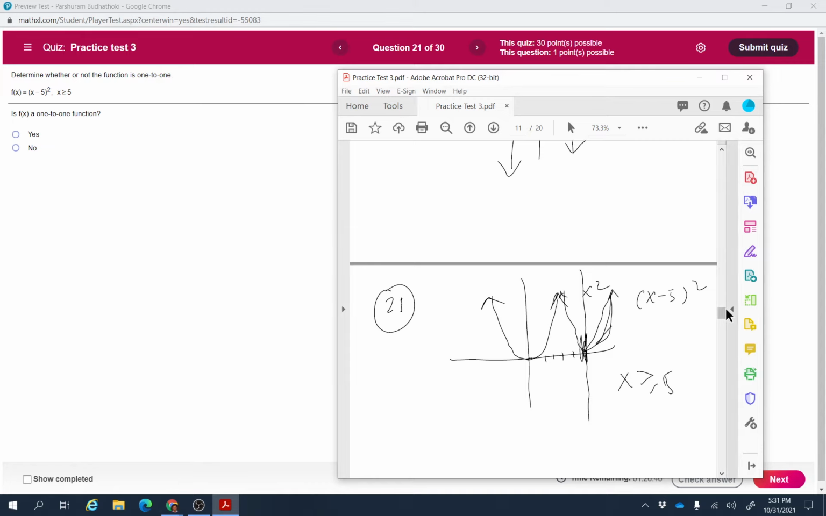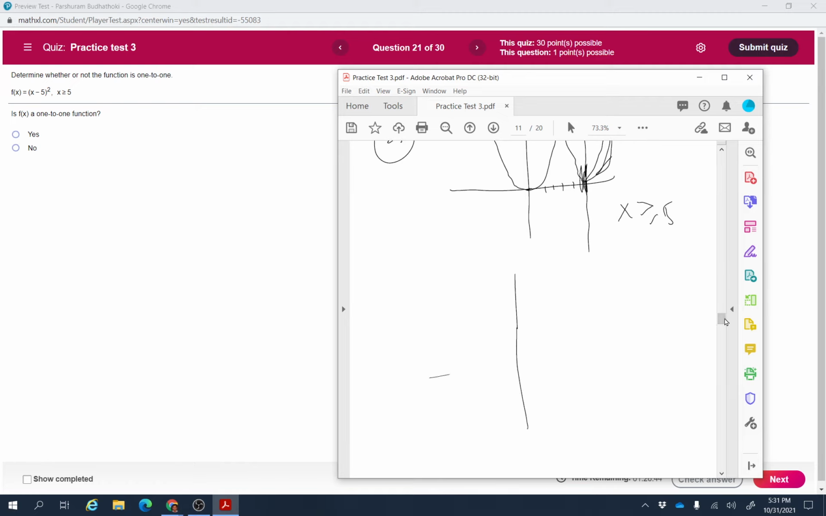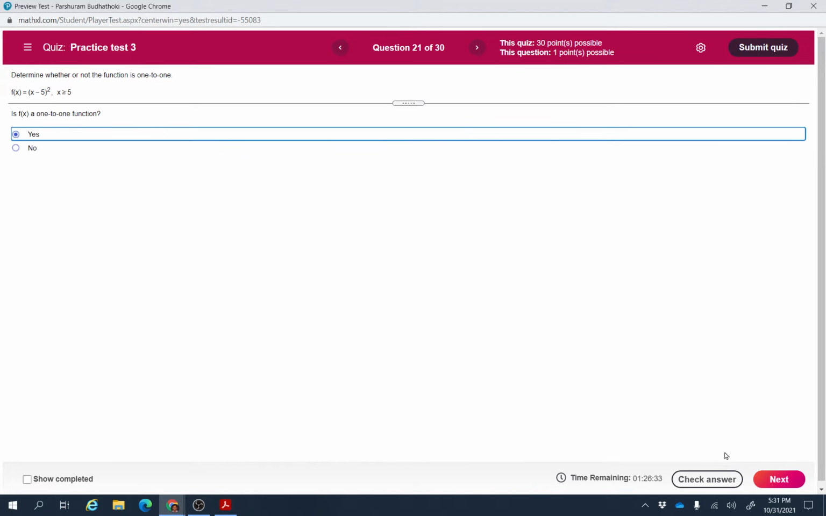So the graph of this one when x is greater or equal to 5 looks like this. Okay, so this is a one-to-one function on this domain when x is greater or equal to 5, so that means it's a yes.